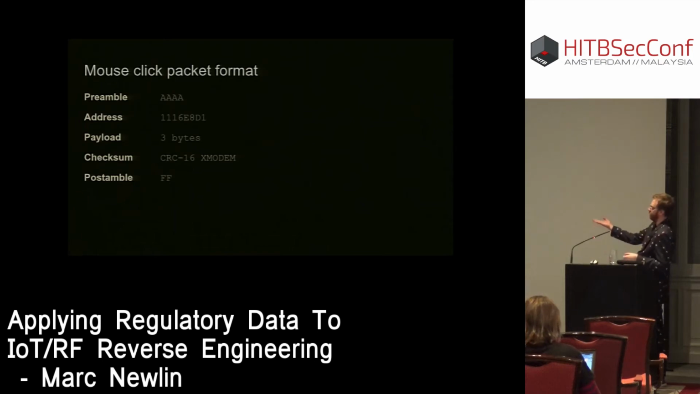So we know it has this preamble. We're assuming those 4 bytes are the address. It may or may not be, because we only looked at one mouse, so we can't say for certain that another mouse would have the same or a different address value. We know that it has a payload of 3 bytes, followed by the CRC and the postamble.